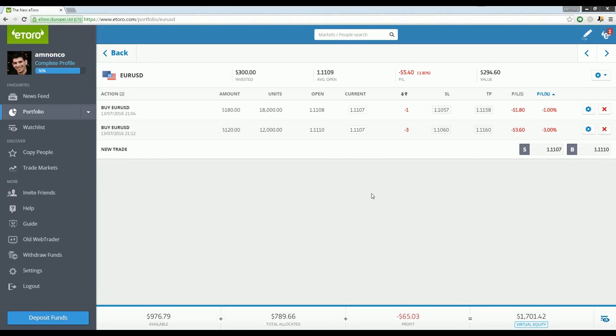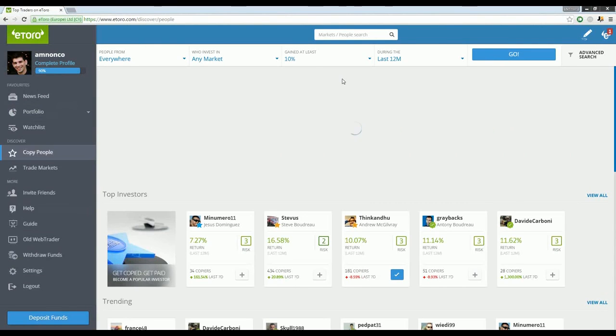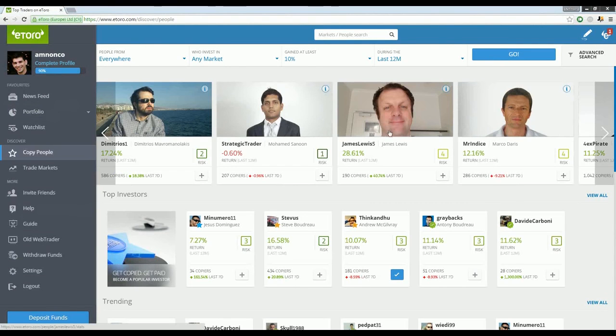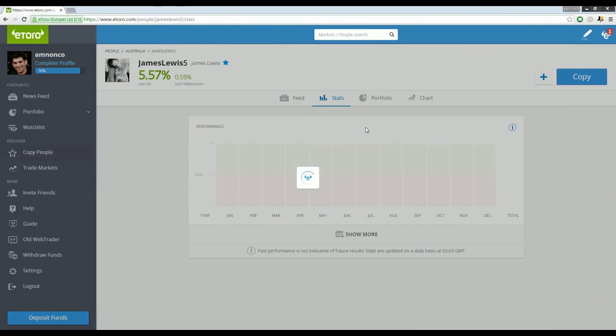Cool. Okay. So the next feature we want to talk about is the trader chart. Let's look at a trader chart. Okay. We'll pick one. Doesn't matter which one. This is one of our editor's choice users.